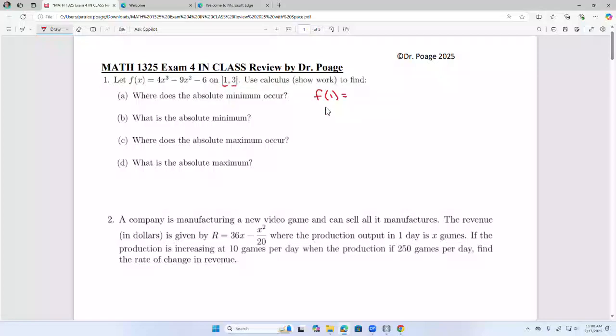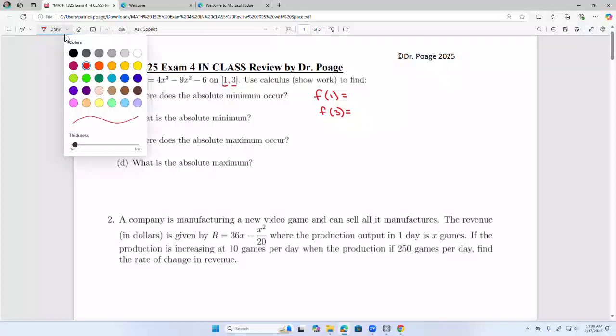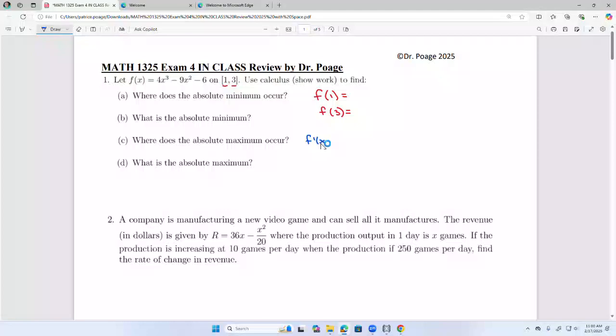And anytime you put something in the original function, that gives you a y value. So I'm literally comparing my y values to see which one is the biggest and which one's the smallest. And absolute extrema only occur at the endpoints or at any critical values in between the endpoints. So I'm going to take the derivative of this function and see if there's any critical values in between those two endpoints. So it's taking the derivative, I get 12x squared minus 18x equals 0.